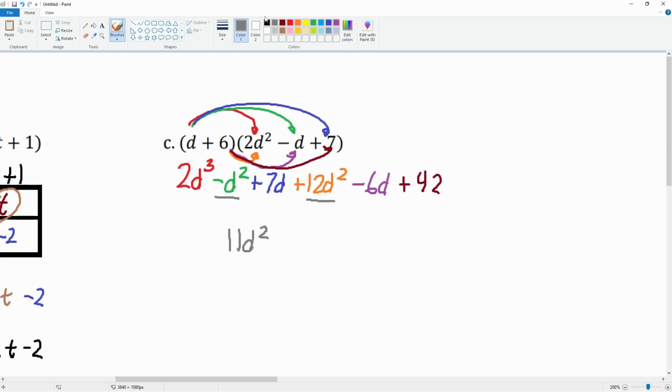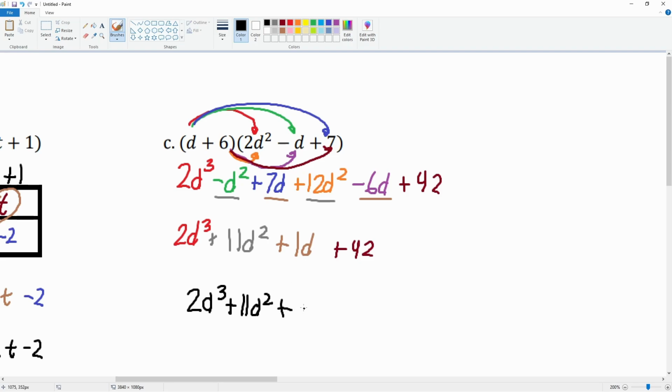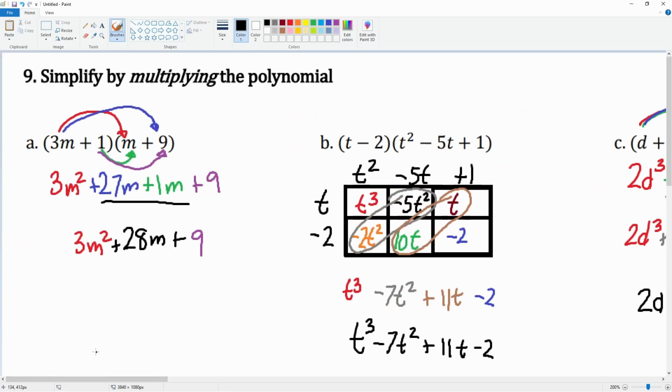Okay. These are also like terms here. 7d and negative 6d becomes 1d. Okay, bring everything else down. Those aren't like terms, so you have 2d cubed, and then bring down that 42 here as well. All right, so you can write this neatly as 2d to the third plus 11d squared. No one writes that 1, so just plus d plus 42. That would be the ending solution after you multiply. So there you go. That is how you multiply the polynomial.